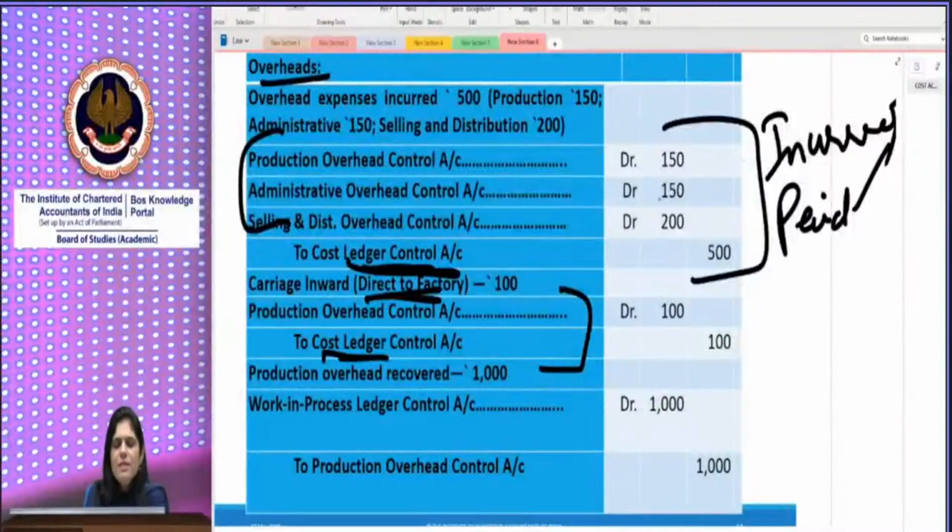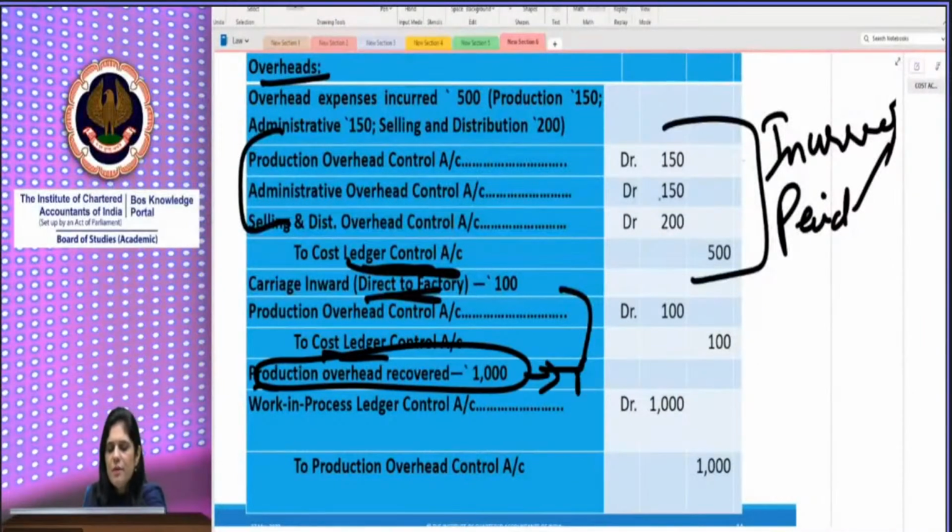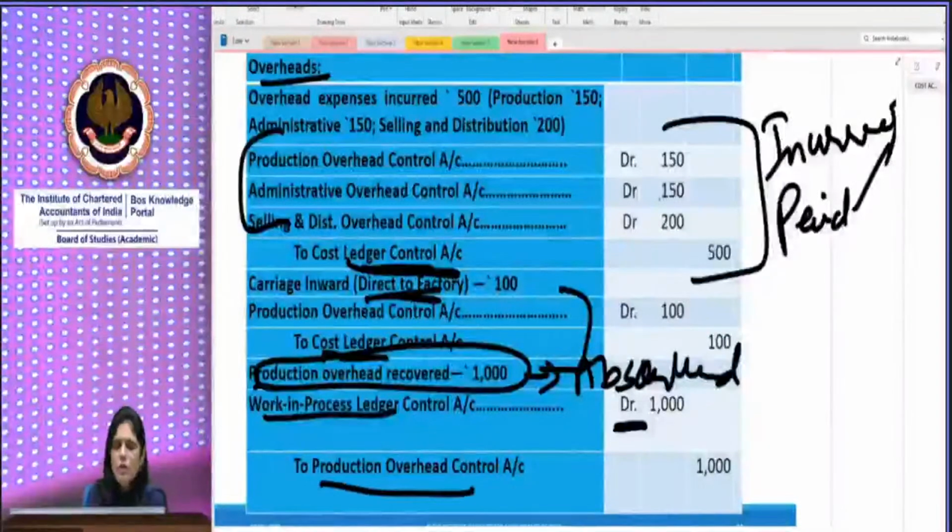And then whatever is recovered. Clear? Production overhead recovered. Recovered means absorbed. It's an internal entry. I told you production overhead or factory overhead will be absorbed to WIP. So WIP debit and to production overhead control account. So now production overhead control account is going to WIP.